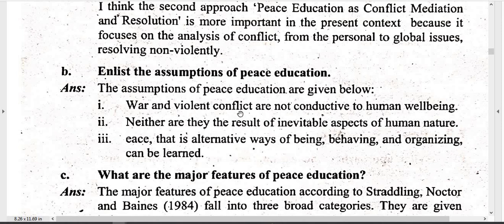War and violent conflict are not conducive to human well-being. Neither are they the result of an inevitable aspect of human nature. Alternative ways of being, having and organizing can be learned.